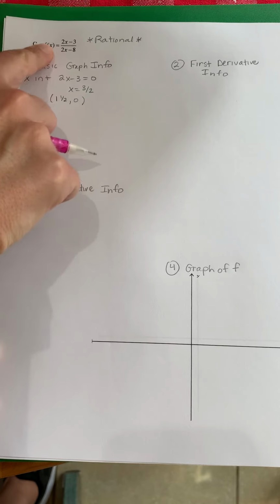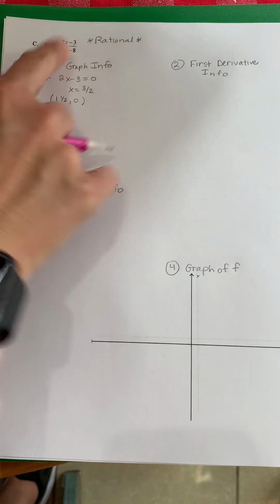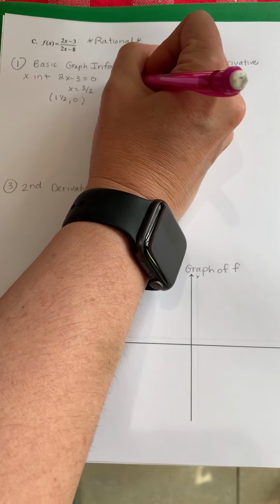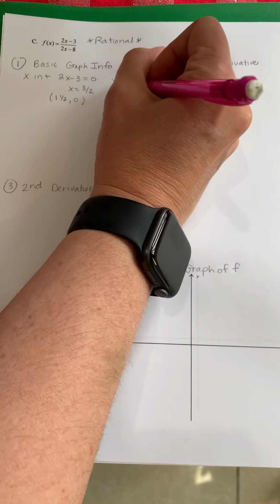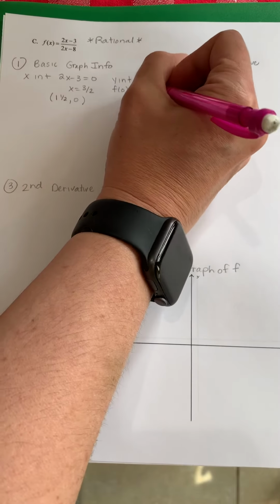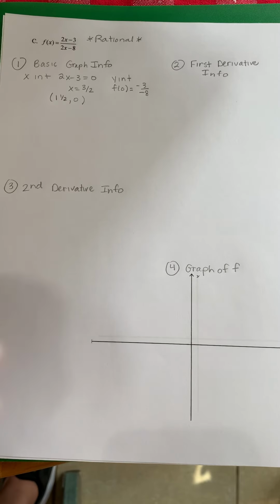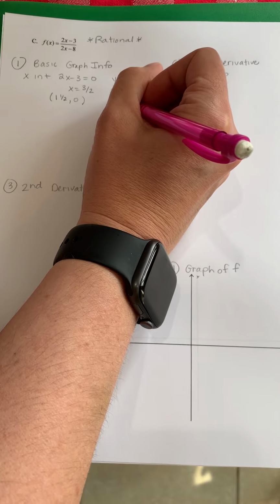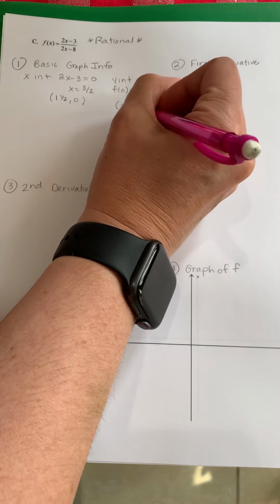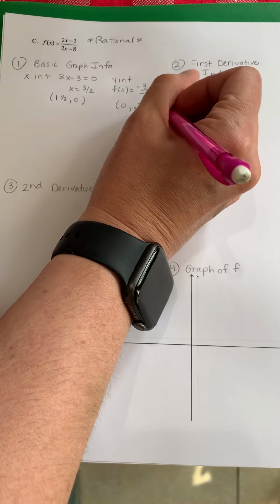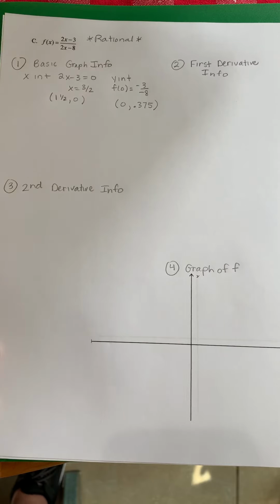The y-intercept comes from plugging in 0. So if we look at the y-intercept and we do f of 0, we will get -3 over -8, which ends up being about, I believe, 0.375. And double check me on that. Okay. All right.